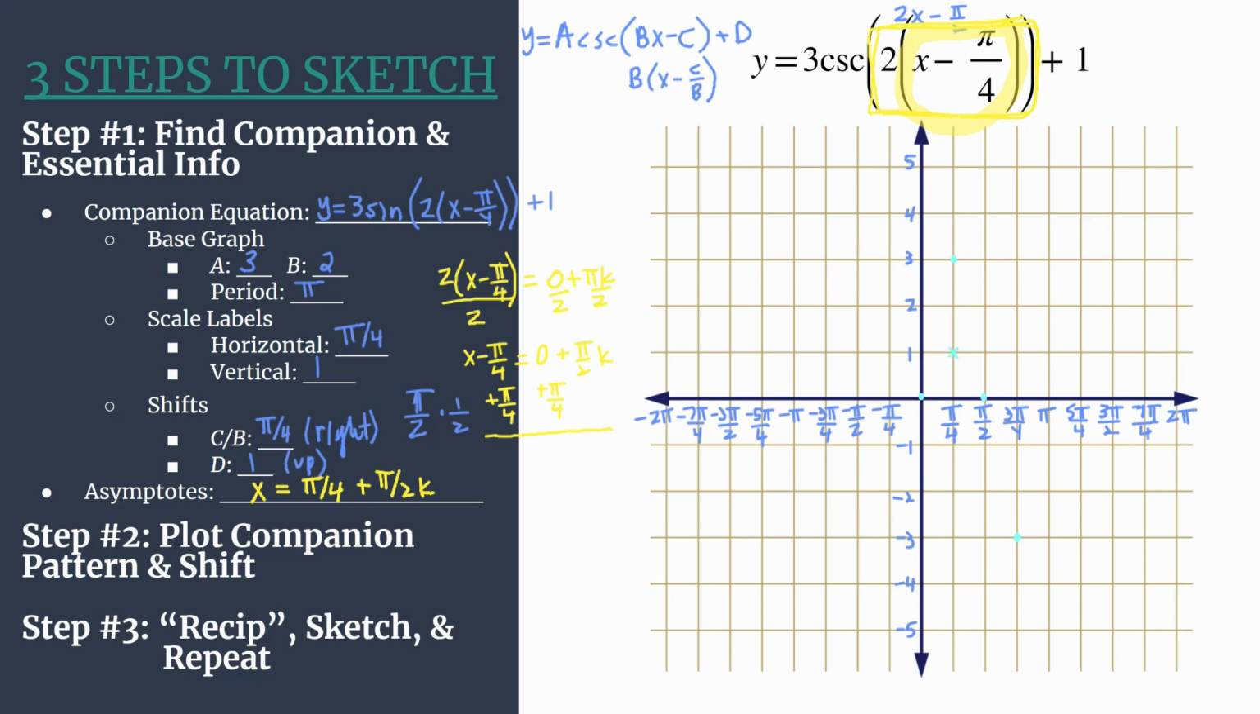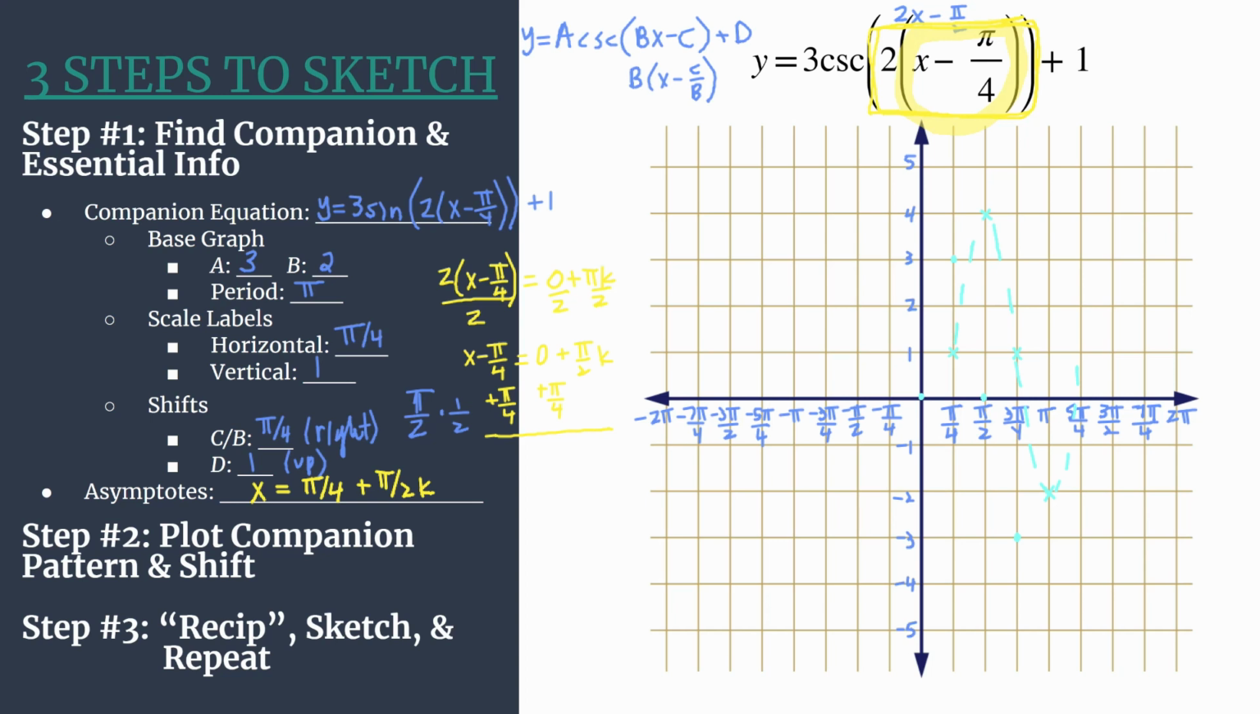So just move each right pi over 4, up 1, right pi over 4, up 1, right pi over 4, up 1. All right, so you can see this sine curve happening here. And this will be what we work from to create our reciprocal graph. All right, so in step 3, we're not taking literal reciprocals here. We are just transforming each of the points from the companion graph into its corresponding cosecant point.